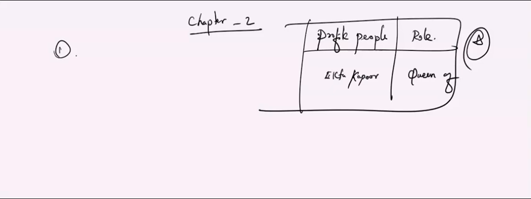Next, take down the next question. Explain the importance of entrepreneurship. Next question: what are the characteristics of entrepreneurship? Next, write the functions of an entrepreneur. Okay, next question.